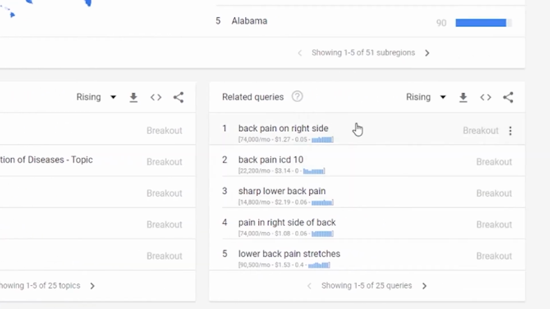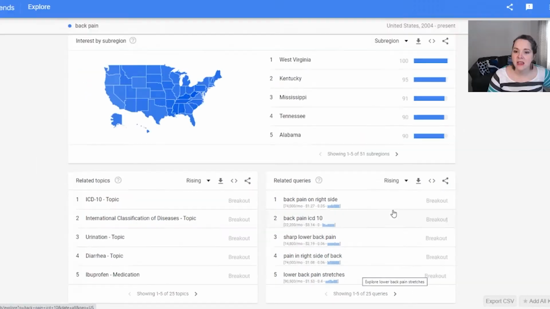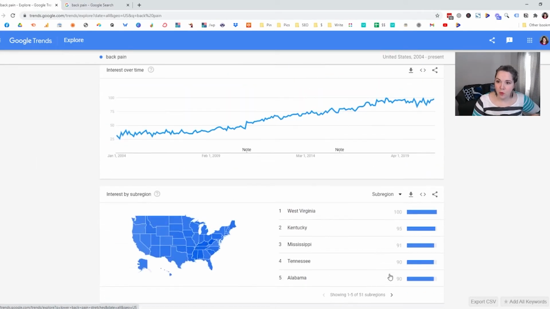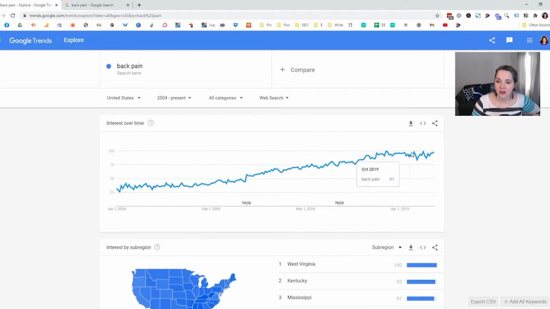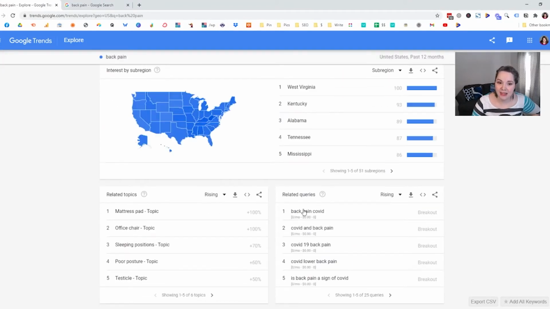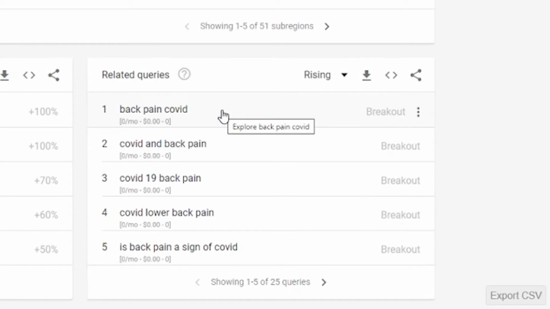You can also see here back pain on the right side, back pain ICD-10, sharp lower back pain, pain in the right side of the back. What are some stretches for lower back pain? These are all search terms that have been showing up more recently over this time period, in this case, since 2004. If we were to look at the past 12 months instead, then we would see different rising search terms because of COVID. So people are wondering if back pain is a symptom of COVID-19.